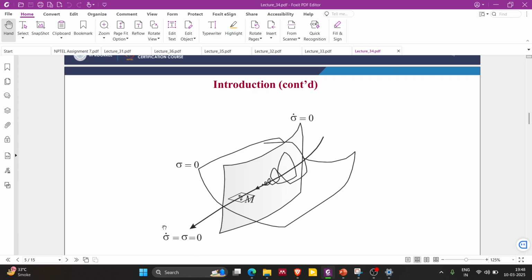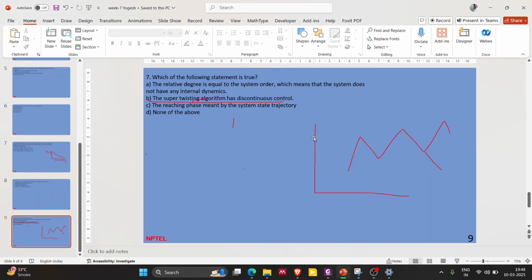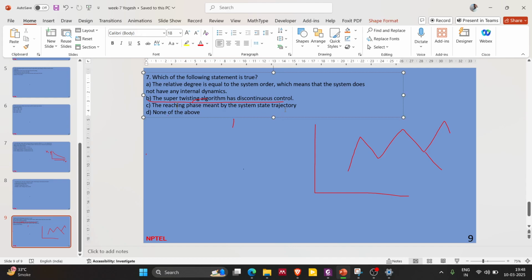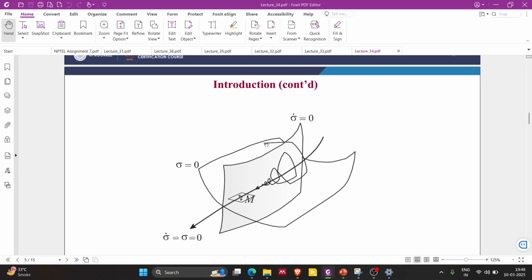I think it has a dimension of 1 because it's a straight line. It's not a sliding surface, but it's a straight line. It's a 1D. So, the reaching phase meant by the system trajectory, I think it's a wrong statement, but you need to know that the reaching phase is something where you go from here to where you first reach this stable point.